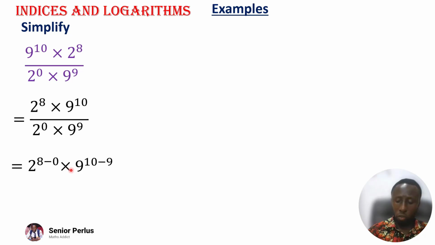Now 2 to the power 8 minus 0 is 8, which you already know. Then multiply by, then we have 9. So for simplification, this is our answer. But if they ask us to evaluate, then we just multiply to get the actual answer.